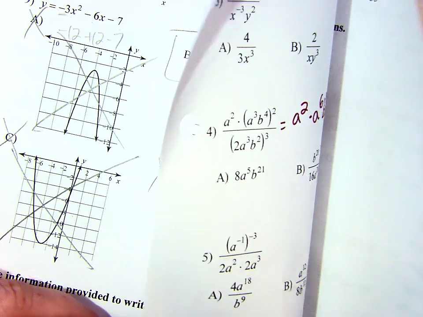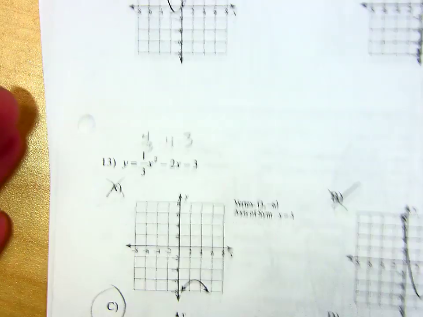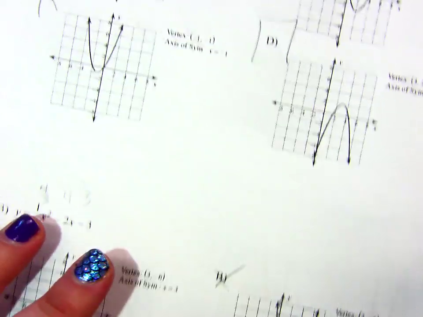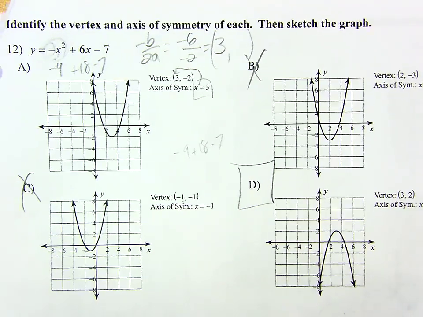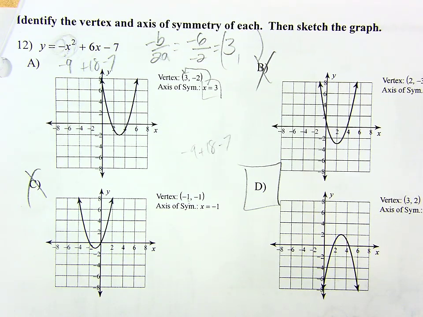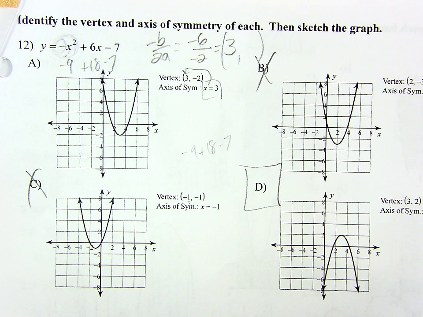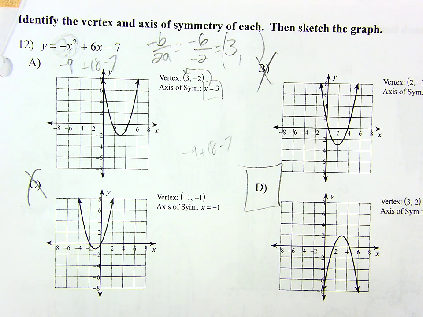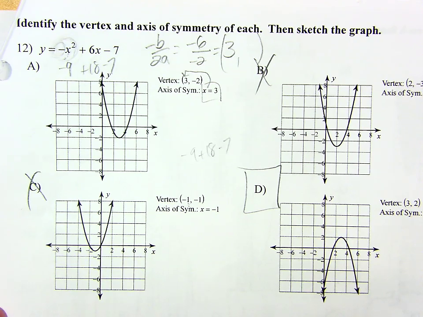On number 12, can you go over how to find all that stuff? Yes. So, how do you find a vertex? That's right. You do -b over 2a. You gotta know it. That gets you the x coordinate of the vertex. How do you get the y coordinate? You take that answer, you plug it back in.